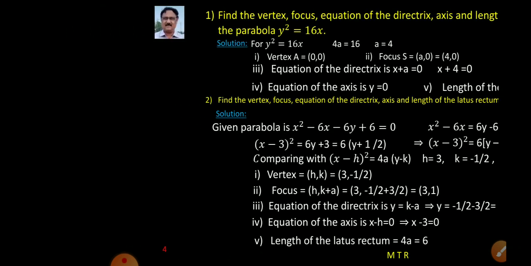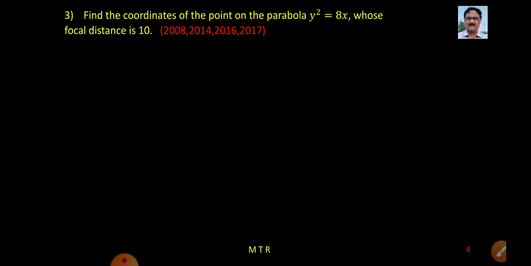Okay, this is a 4 marks problem in our IPE. Now a very important problem. Find the coordinates of the point on the parabola y square is equal to 8x whose focal distance is 10. This is very important in our IPE.